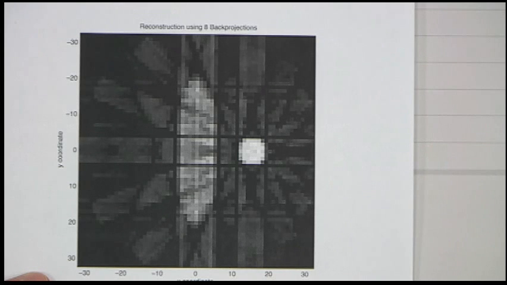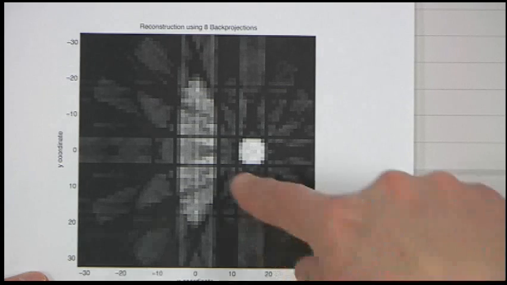The theory says that if I take an infinite number of filtered back projections, I'll get exactly a perfect reconstruction if the original signal was band limited. But the original signal isn't band limited, so I won't get perfect reconstruction. You'll get some smearing of the edges because you had to sample it.